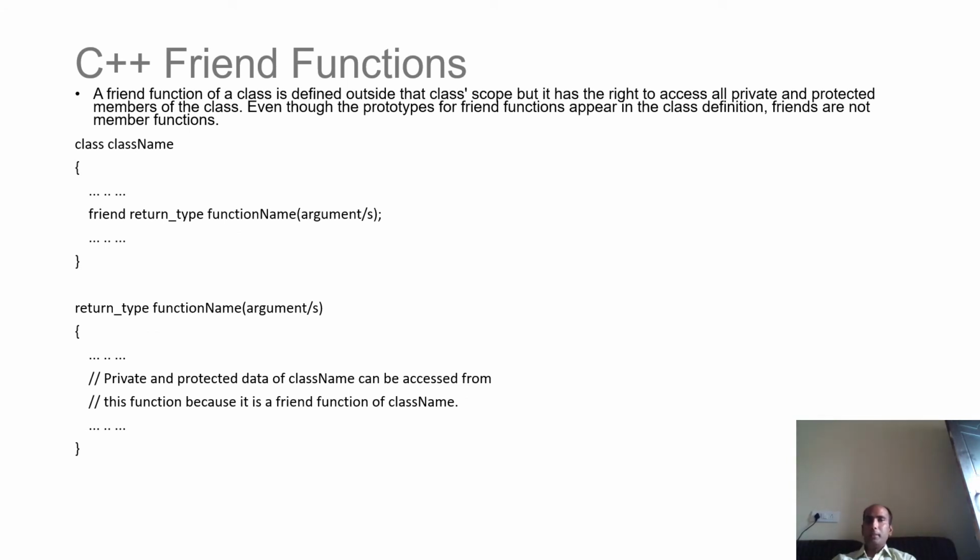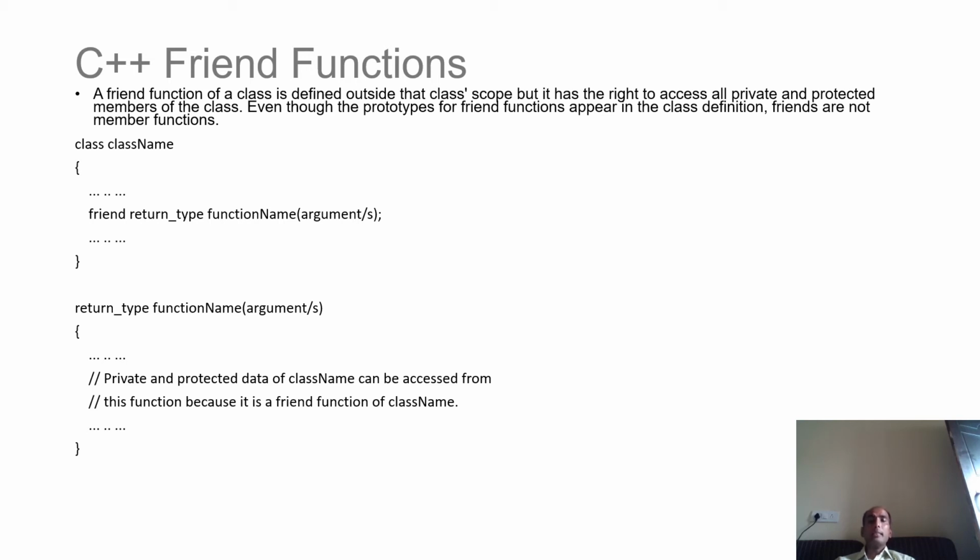Friend function. So what is a friend function? Generally you know that the private member of a class cannot be accessed outside the class. A friend function is the exception to this rule. By using a friend function, we can access the private members of the class outside the class also.